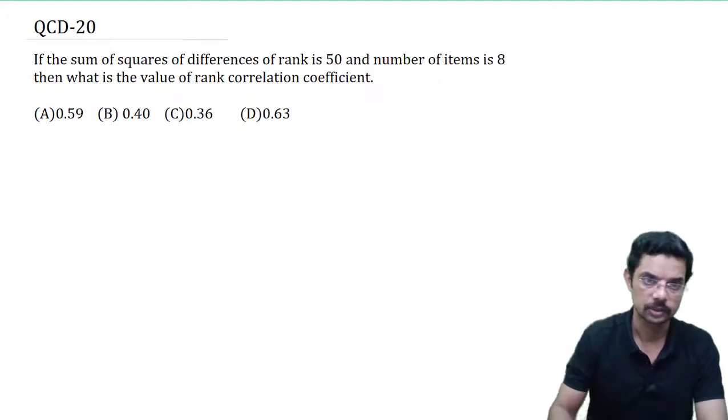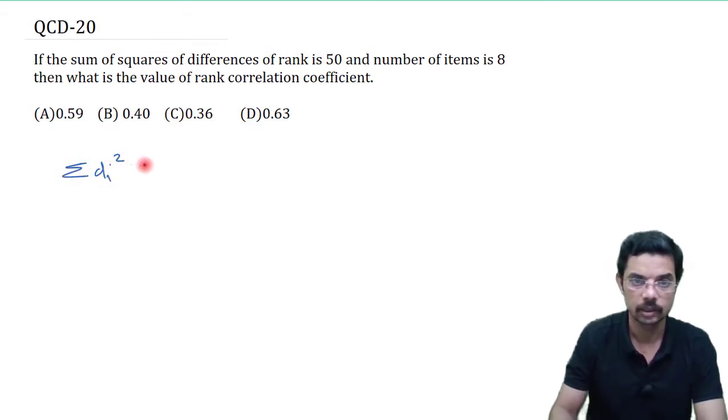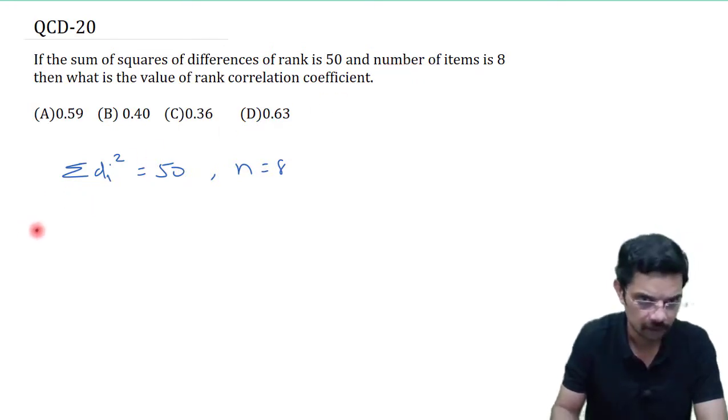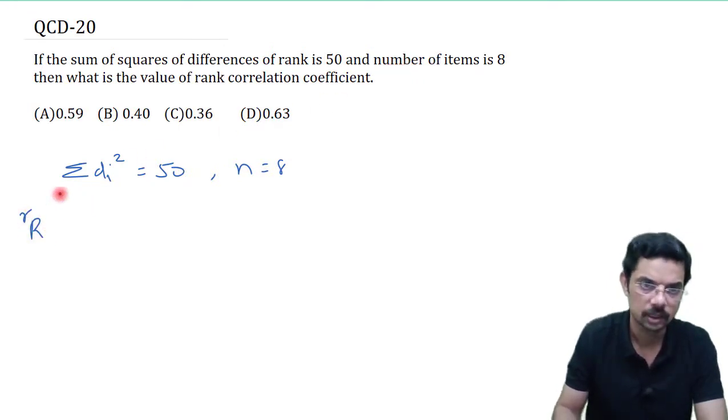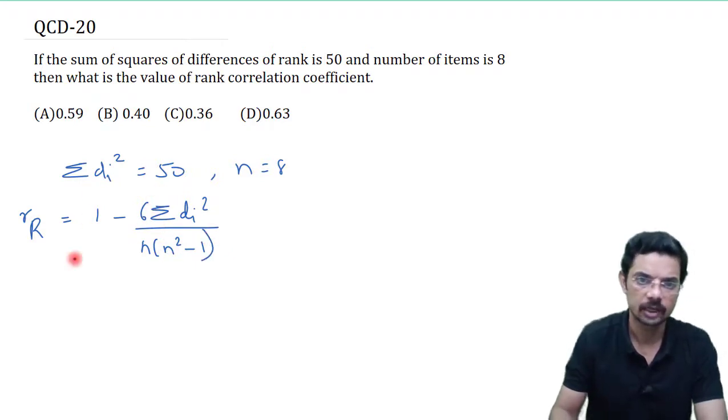Okay. Next question. If the sum of squares of difference of rank, sigma di square, is equal to 50 and the number of items n is equal to 8, what is the value of the rank correlation coefficient? Again, the same formula: rank correlation coefficient R will be equal to 1 minus 6 into sigma di square divided by n into n square minus 1. While practicing all the time, write the formula and practice. In the exam, you need not write the formula.